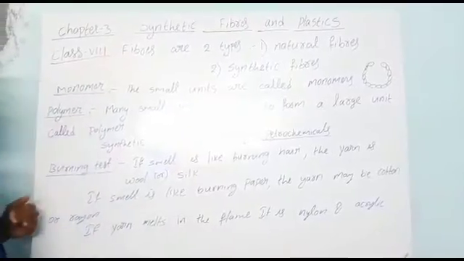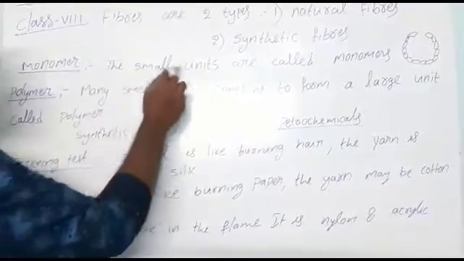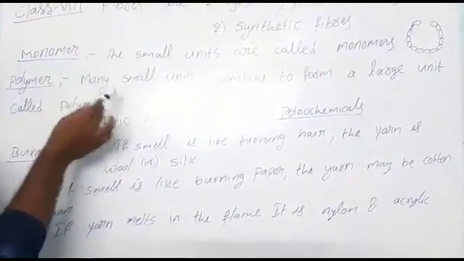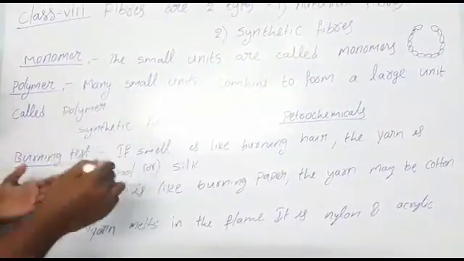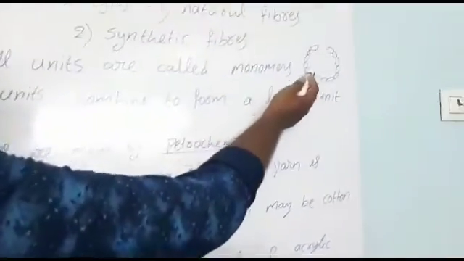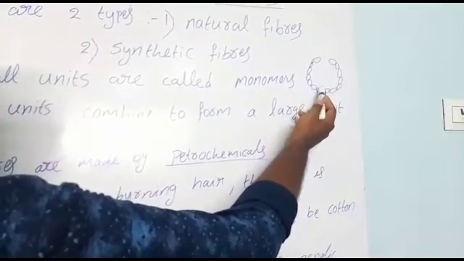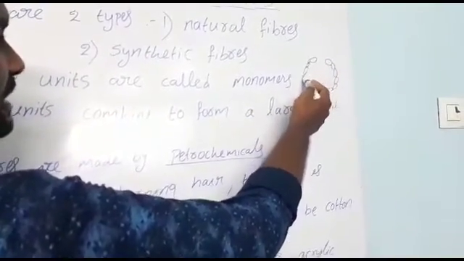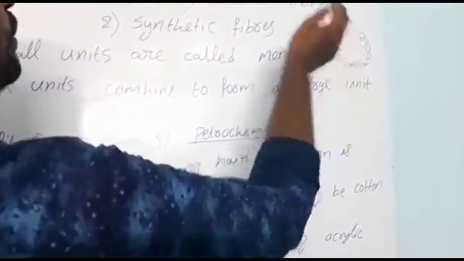And what is a polymer? Many small units combine to form a large unit called a polymer. Small units are called monomers and the large unit is called a polymer. These monomers combine together and form a polymer. I show here one example. It is like a necklace. These small units are called monomers, and when these monomers are combined together they form one large unit. It is called a polymer.